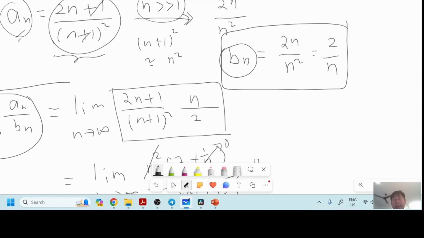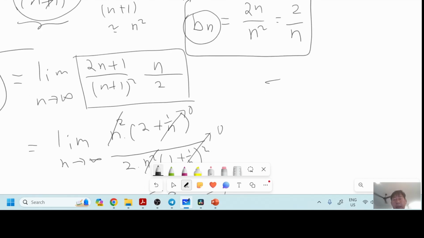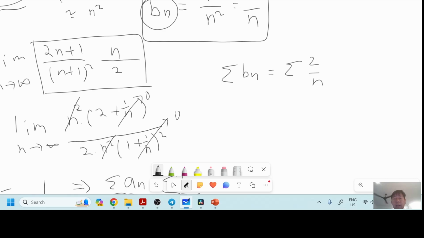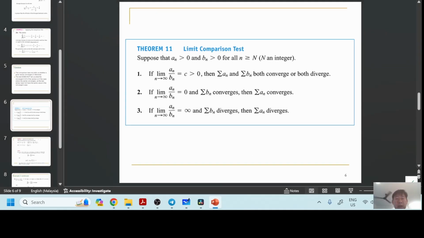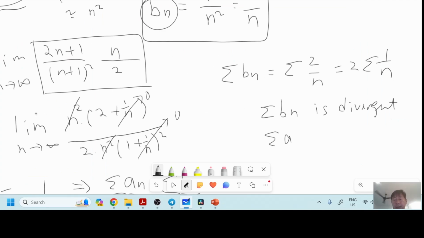So now we look at the series of bn and check the convergence of bn. Convergence of bn is easily concluded because bn is nothing but just the harmonic series. And we know the harmonic series is divergent. Therefore, the series bn is divergent as well. Therefore, by virtue of the limit comparison test, an is divergent too, because bn is divergent.